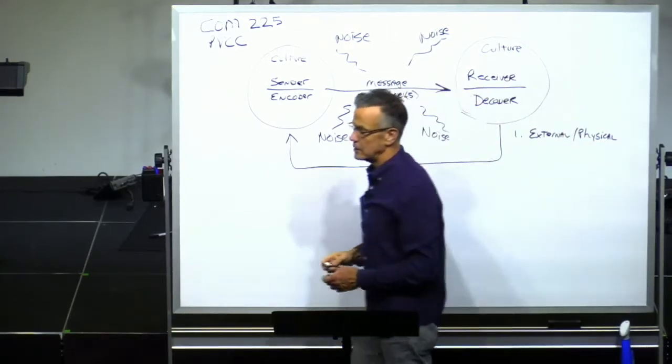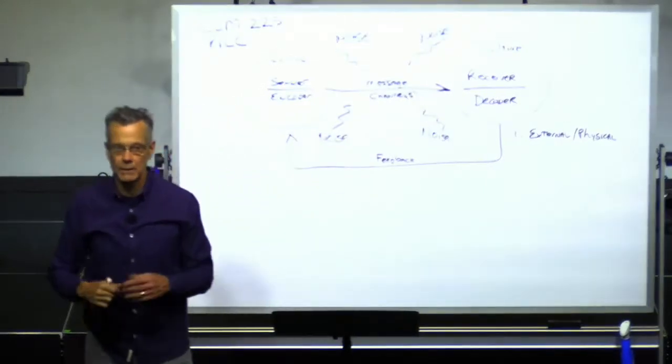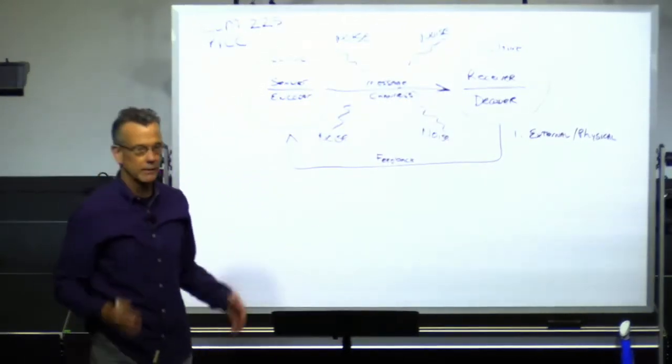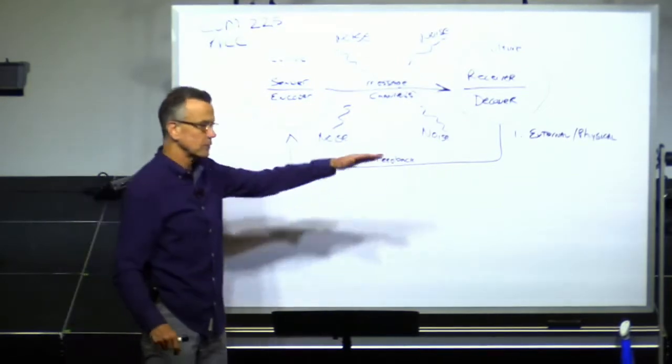So that is, you go to a movie and somebody brings their baby and the baby's crying and you can't hear the dialogue. That's an example of external or physical noise.